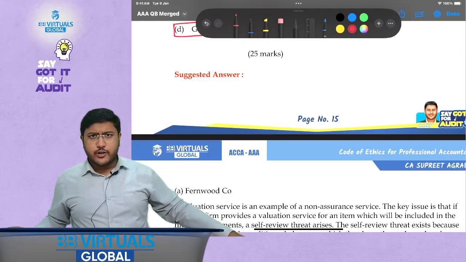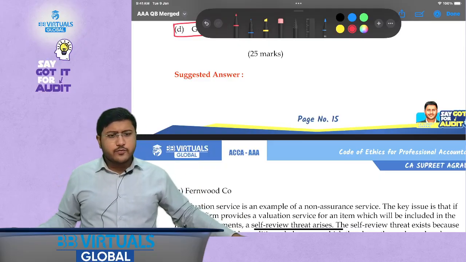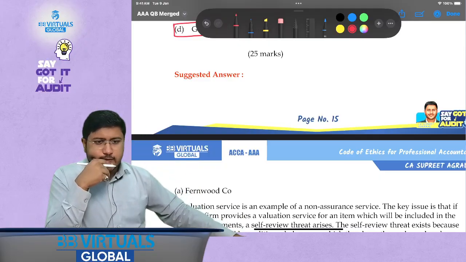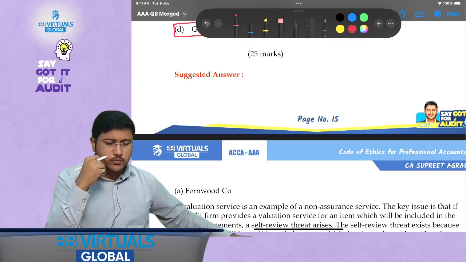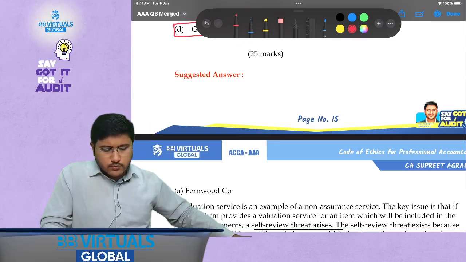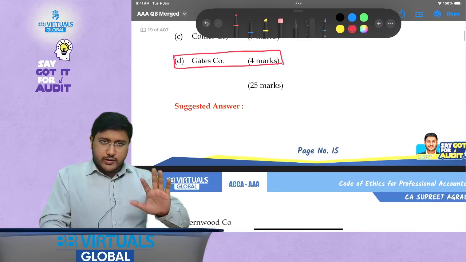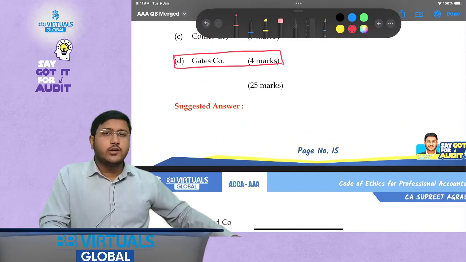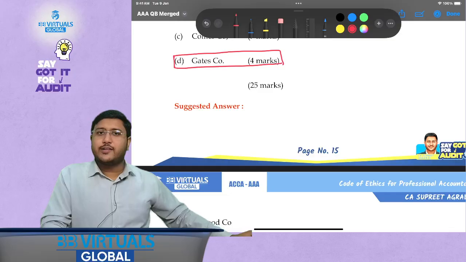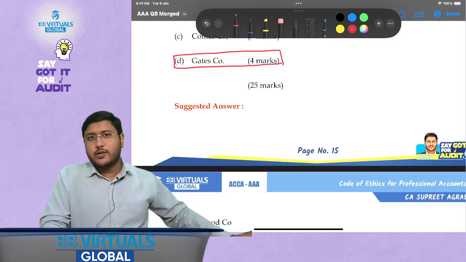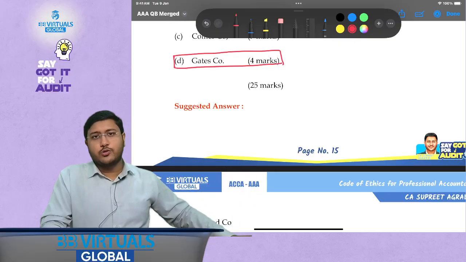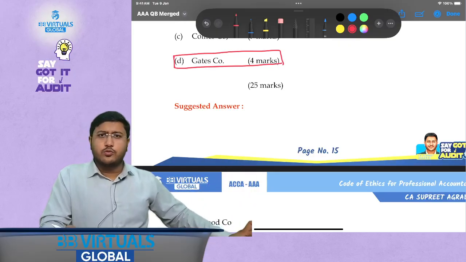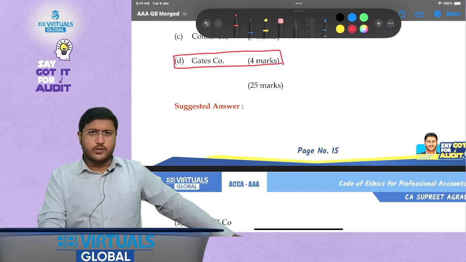So I hope you have drafted your answer. Just in case you have any queries, please feel free to let me know. I can read your chats now. Just to tell you, this Gates Company question was about referral fees. There is a referral fee arrangement where somebody could refer an audit client to the audit firm, and they can get their service done. So what are the safeguards regarding that? That was the question.